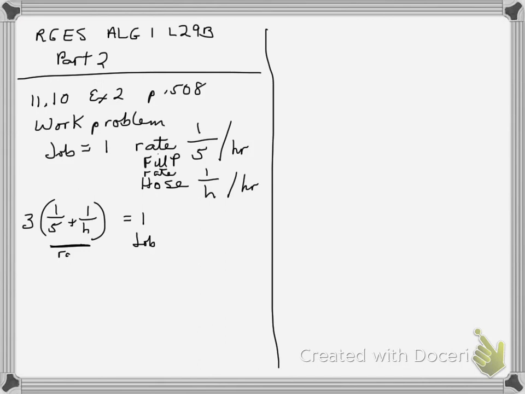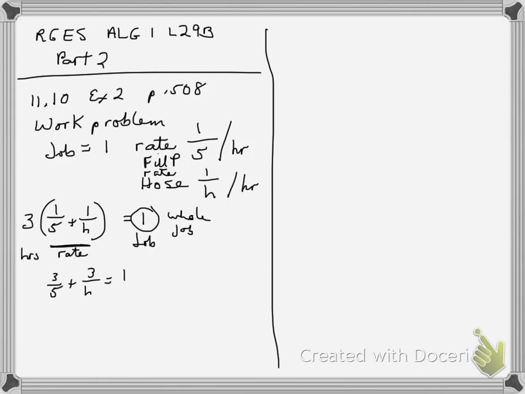The rate times the hours equals how long it takes to do the job, or in that you complete the entire job. That's why this is a 1. It means the whole job rather than a portion of the job. All right, so now if we distributed that out, we get 3/5 plus 3/H equals 1.